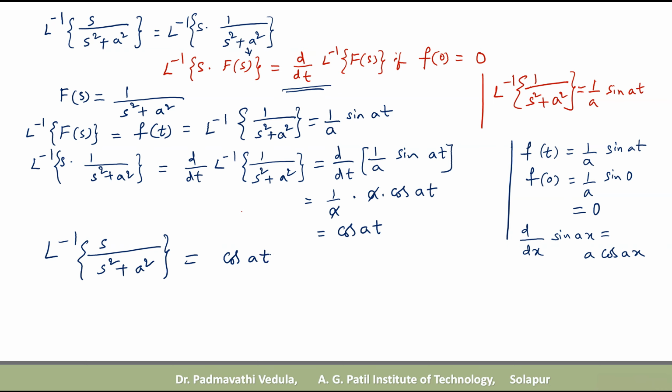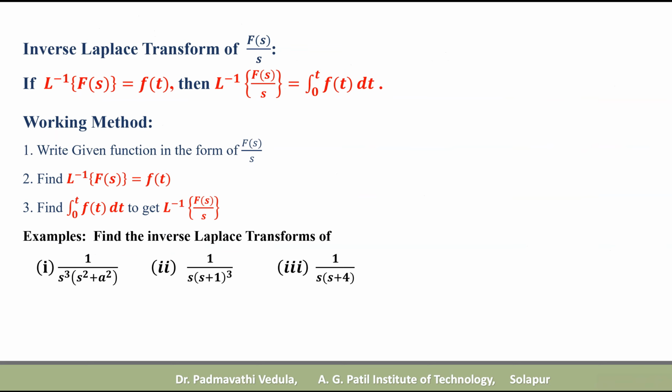Okay, so you can verify. This is a standard formula. This is the inverse Laplace of an elementary function. So inverse Laplace of s by s square plus a square equal to cos at. We know that, but we have obtained this value cos at by applying the multiplication by s property here. Now let us see the next property.